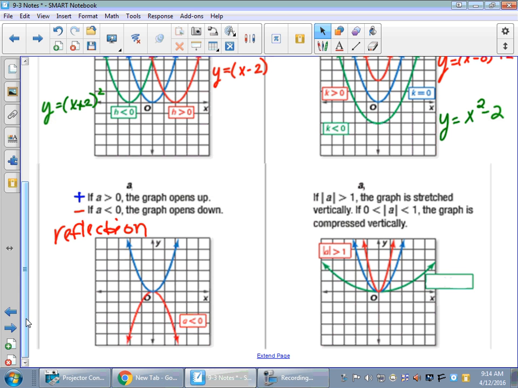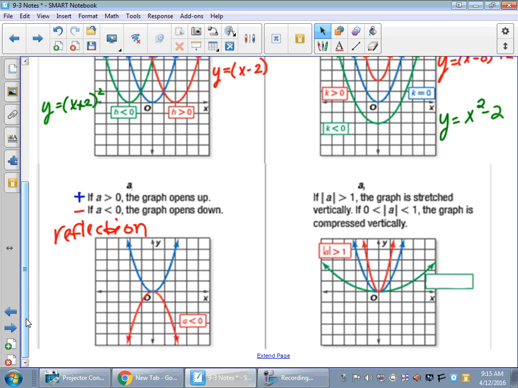Then if the number is a proper fraction, somewhere between 0 and 1, again, we don't care about the sign, so 1/2, 5/7, the graph will be compressed vertically. So think of something sitting on the graph and it squishes it down, making it wider. You might think bigger number, bigger graph. No, not necessarily. The bigger the number, the bigger the y value, the quicker you get to the y value, so it's going to be a narrower graph. And then the smaller the number, the more squished it's going to go. It's going to go out more than it's going to go up.